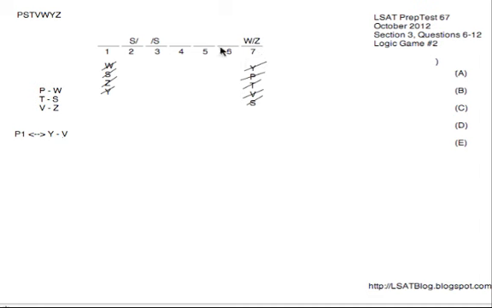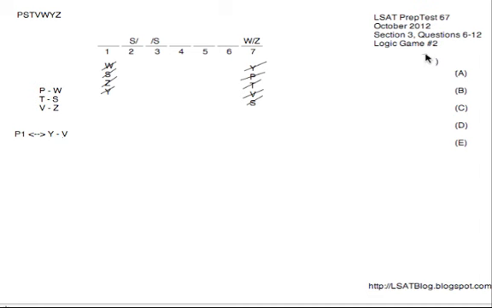Now, they told us that S is always in one of the first 3 slots, but because S cannot be on 1, I've inferred that therefore S will be on either 2 or 3. So this right here is our very bare bones initial setup for the game. We'll infer a lot more over the course of the questions.